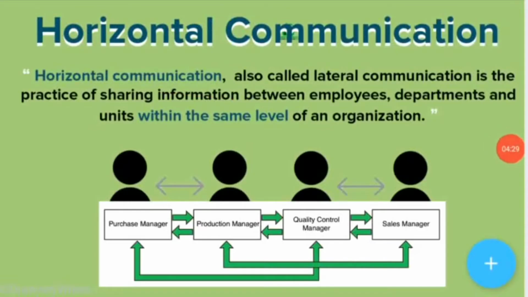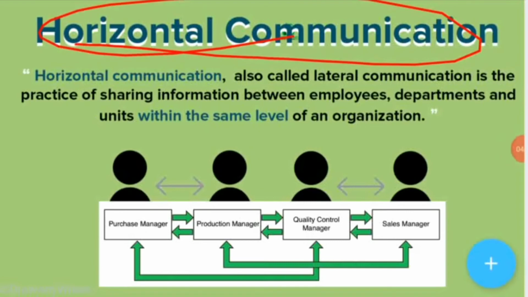Next one, a very important type, horizontal communication. It is information shared between peers. It is the transmission of information between people, divisions, or departments at the same level of the organizational hierarchy. That means a message exchange between persons of equal status within the same level of the organizational hierarchy. For example, an operational manager communicates with a marketing manager. That is horizontal communication.